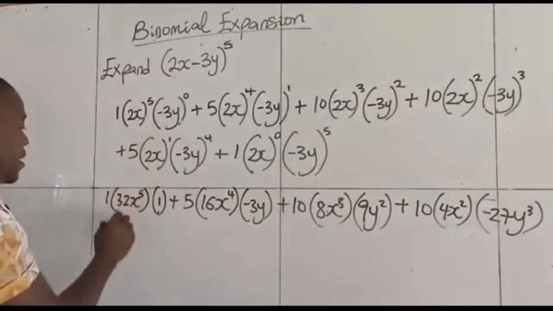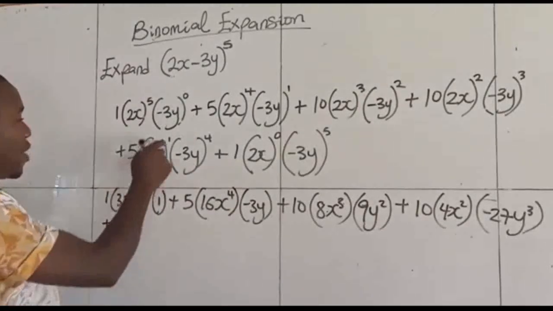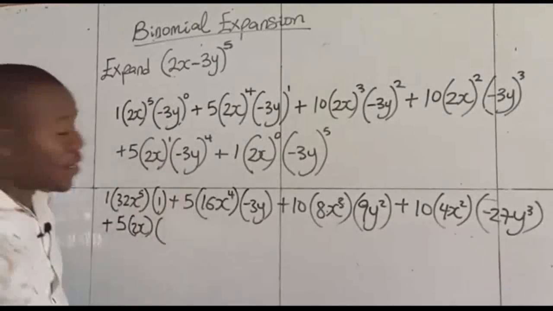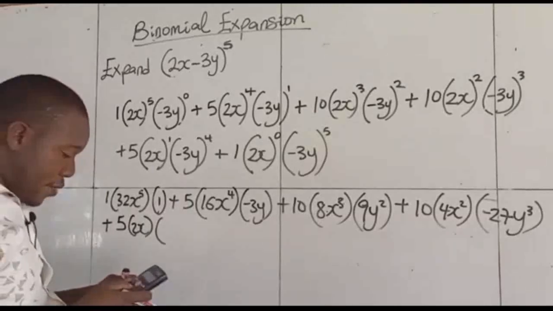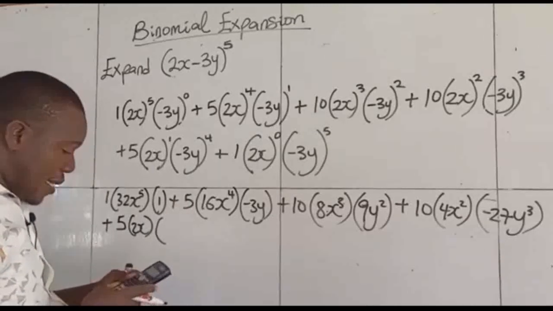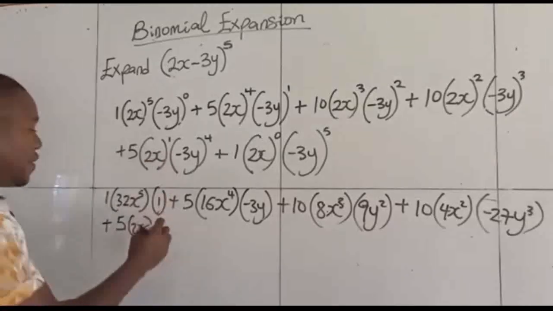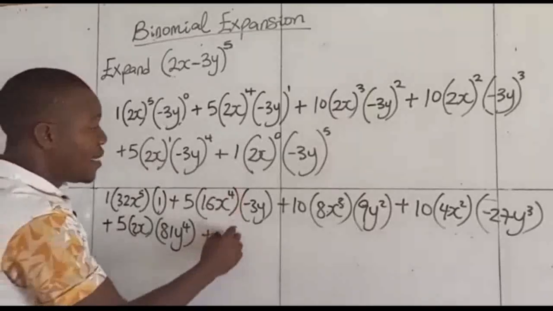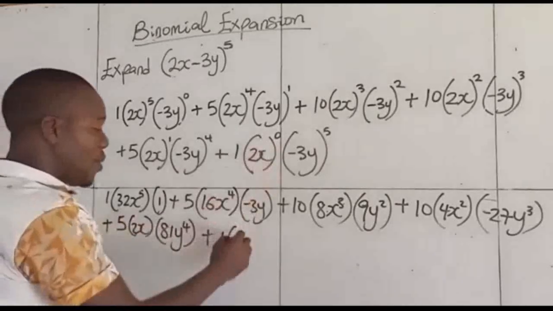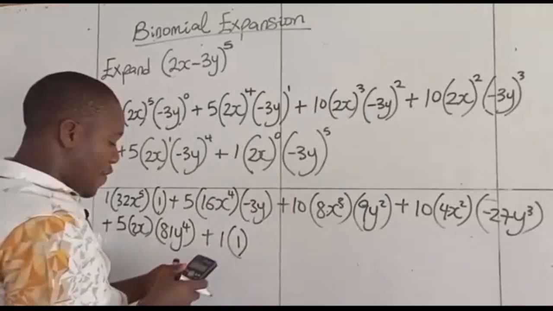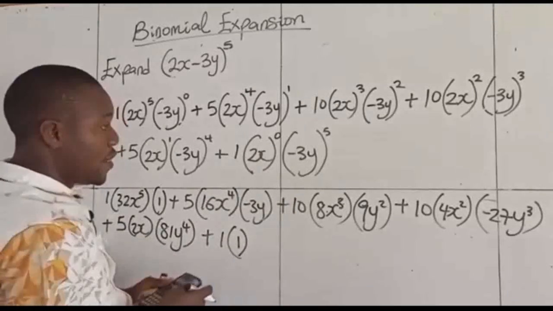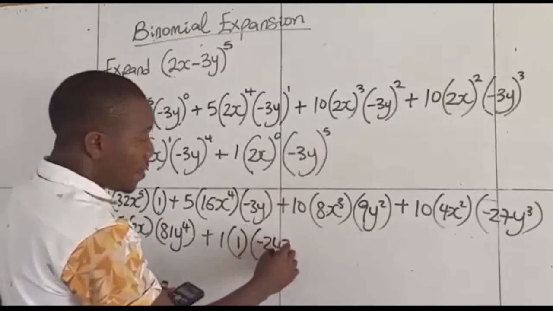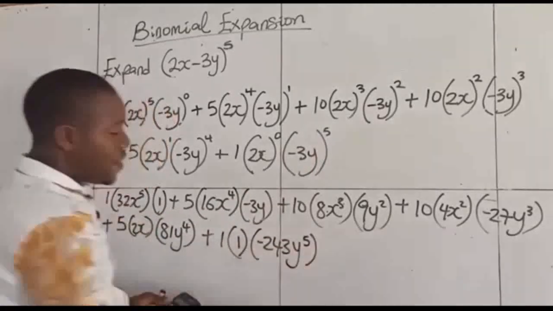Plus 5, 2x to the power of 1 is 2x. Then minus 3y to the power of 4. 3 to the power of 4 is 81, I think. Yeah, 81. So we have 81y to the power of 4. Then plus, finally, 1. Any number raised to the power of 0 is 1. And then 3 to the power of 5 is 243. So minus odd power, so minus 243. And then y to the power of 5. So this is where we are now.